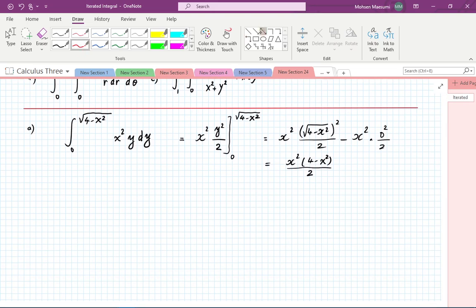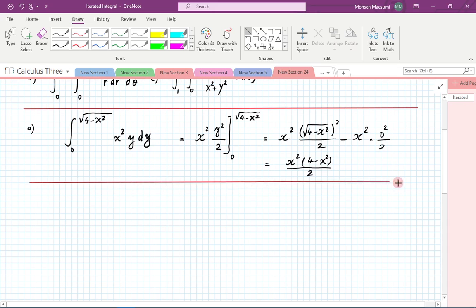Okay, so that was an easy startup example. The second one, problem B, goes from minus radical 1 minus y squared to positive radical 1 minus y squared, and the integrand is x squared plus y squared dx. So the variable of integration is x. So the antiderivative of x squared will be x cubed over 3.